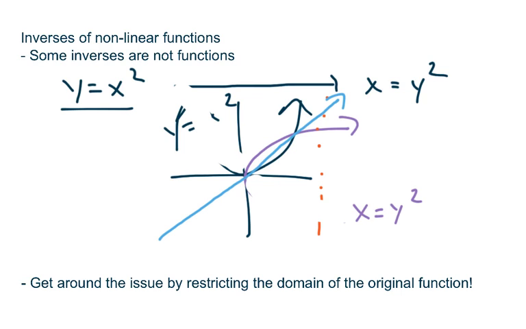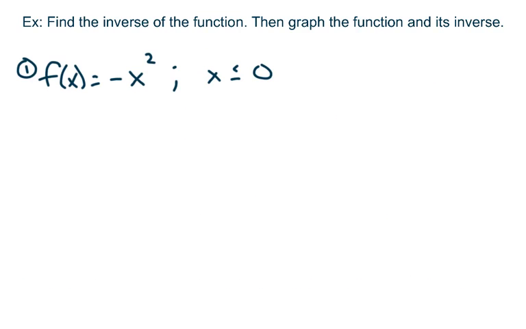So let's just jump right into it. Find the inverse of the function, then graph the function and its inverse. I'm actually going to do this graphing part by hand so we can see what we're looking at. So number 1, we have f of x equals negative x squared, and the domain is limited to x less than or equal to 0. For now, we're going to leave this part on hold. We're not even going to worry about it when it comes time to actually find the inverse.